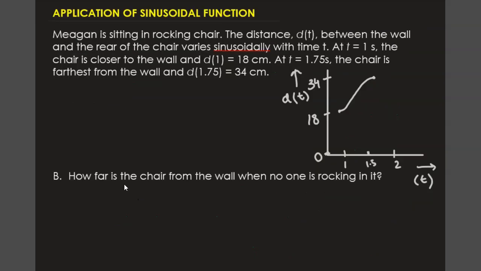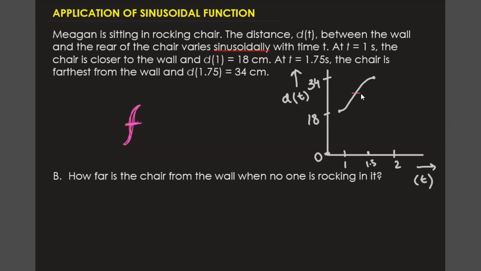Let's read the next part of the problem. It's the same problem, the graph is already drawn. How far is the chair from the wall when no one is rocking on it? So you see they are saying that when the chair is rocking, it's going back and forth, then coming back, then going forth, coming back. So this is how it's going to be going in a cyclical motion. So when it is not rocking, that means it's still at this point.